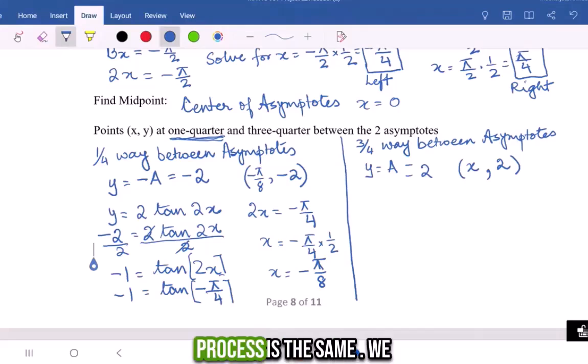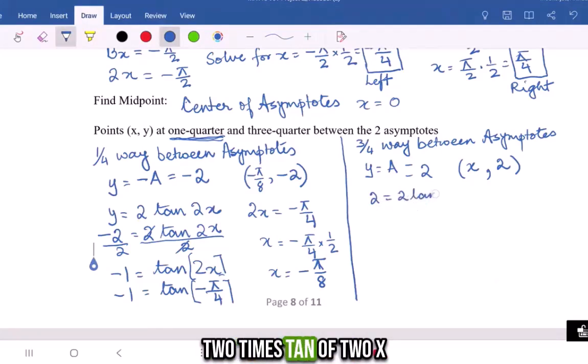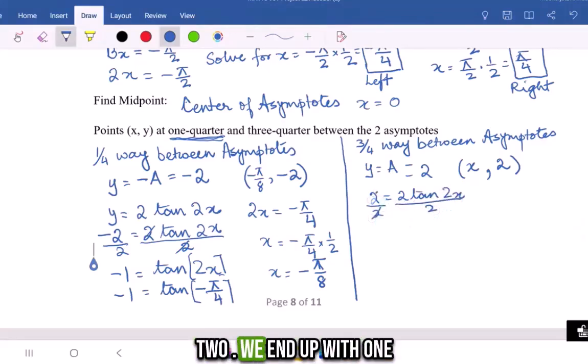All right, but the process is the same. We have to solve the equation by plugging in 2 for the value of y. It will be 2 equals 2 times tan of 2x. Divide both sides by 2. We end up with 1 on the left-hand side. And then on the right-hand side, we have tan of 2x.